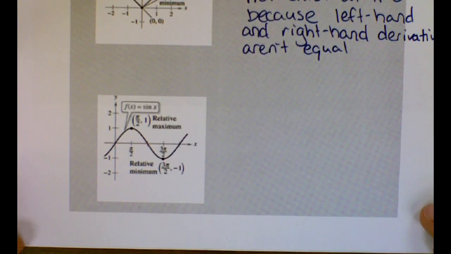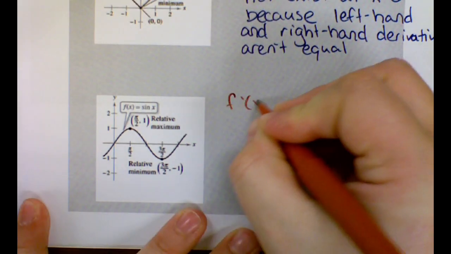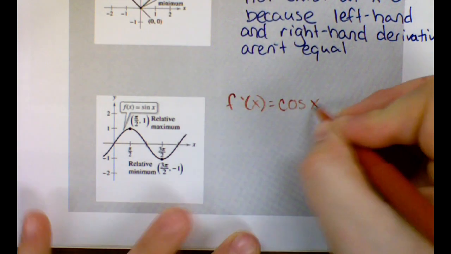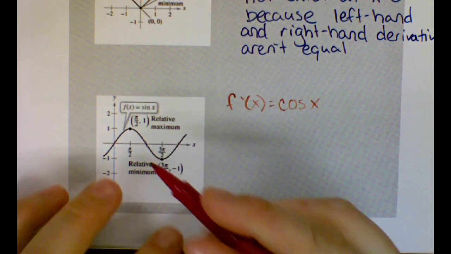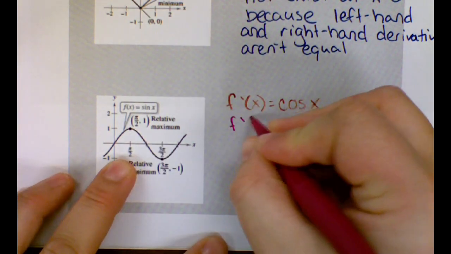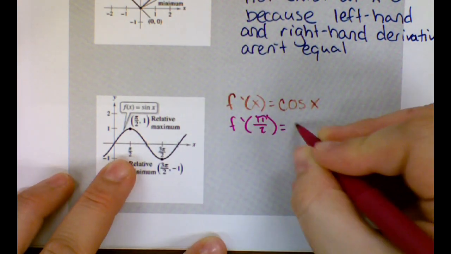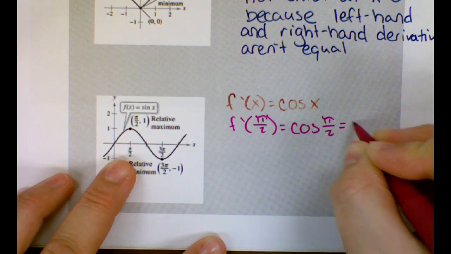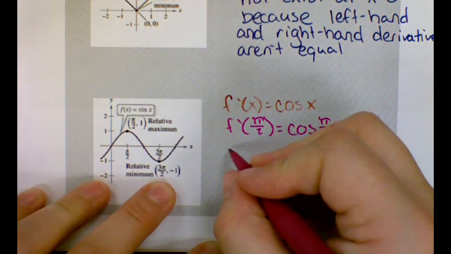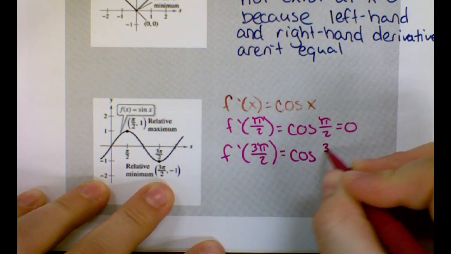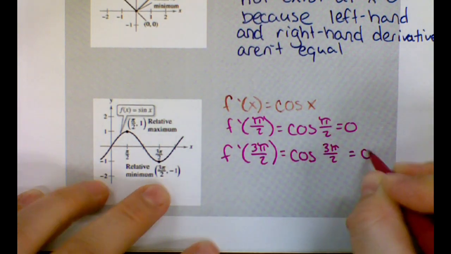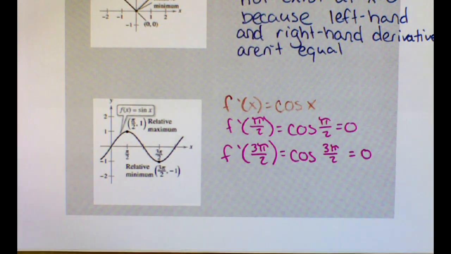And now for the sine of x. Well, the derivative of sine of x is cosine of x. We're not using that marker apparently. So we want the derivative at pi over 2. Well, the cosine of pi over 2 is 0. And then we need the derivative at 3 pi over 2. So the cosine of 3 pi over 2 is also 0. We could try all the other relative maxes and mins, but notice that they were 0.